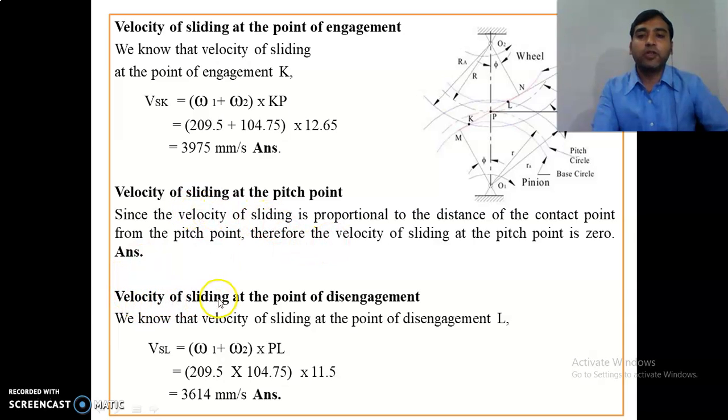Now next, velocity of sliding at the point of disengagement, at this L point. So we multiply the distance PL by omega 1 plus omega 2. So the sliding velocity at point L, the disengagement point, has the formula omega 1 plus omega 2 into PL, the distance PL, recess. So PL has value 11.5, omega 1 and omega 2 we know, and we get the sliding velocity at point L as 3614 mm per second.